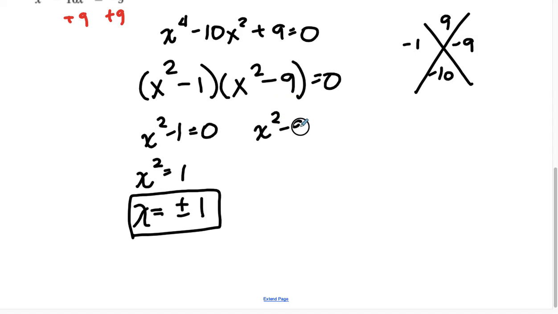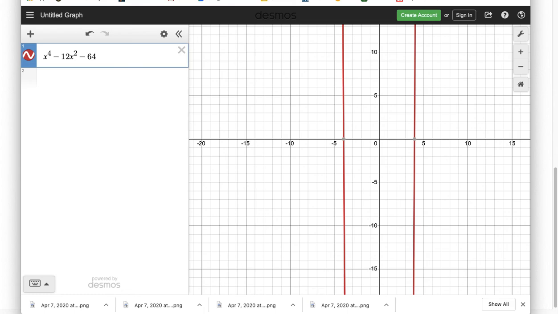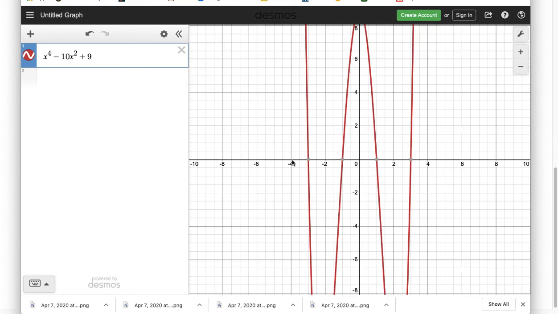All right, so now we figure out the other factor, x squared minus 9. So if I add 9 to both sides, again, it's going to give me a real solution. So x is equal to positive or negative 3. So in theory, this should cross 4 times: 1 at negative 1, 1 at positive 1, 1 at positive 3, and 1 at negative 3. So let's go check out the graph. Okay, here we go, right? Negative 3, negative 1, positive 1, and positive 3, right?